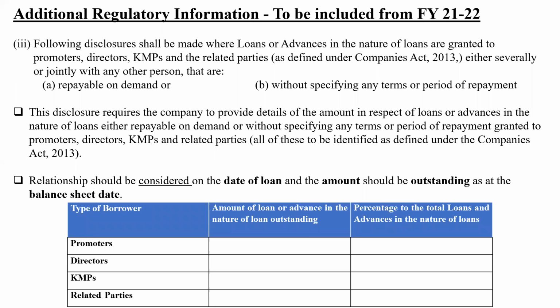The following disclosure is to be provided in case of loans and advances in the nature of loans granted to promoters, directors, KMPs, and related parties that are repayable on demand or without specifying any terms or period of repayment. And the amount outstanding at the balance sheet date or interim date has to be provided, the amount of loan that has been outstanding and the percentage of total loan, in this format.